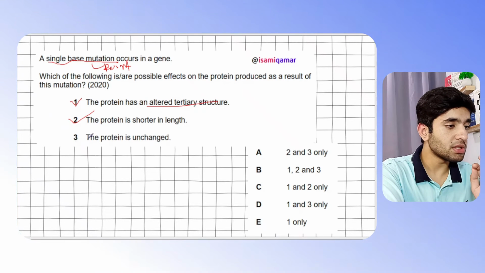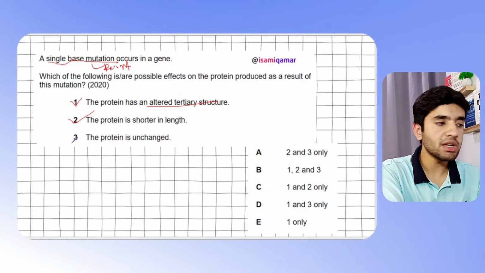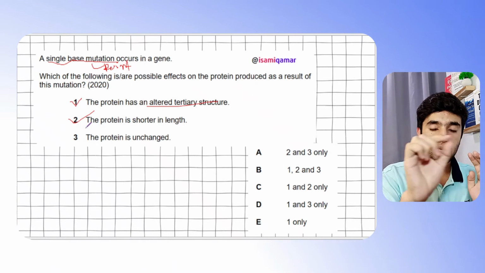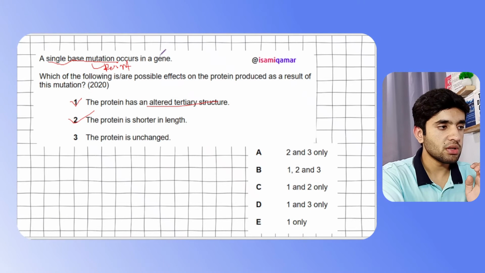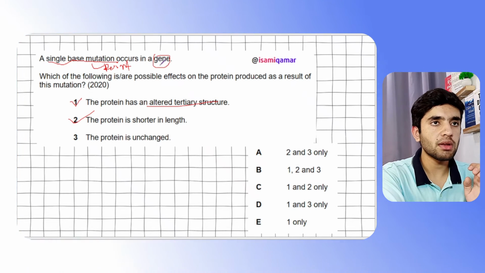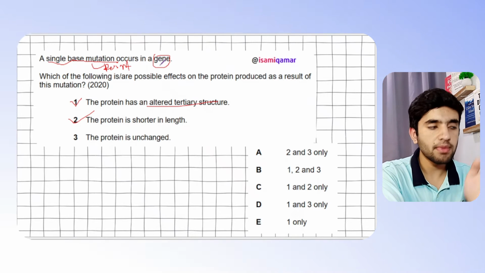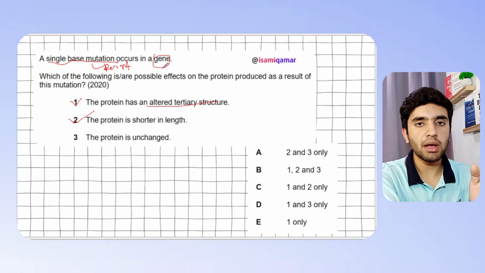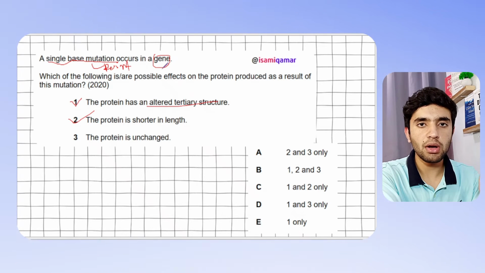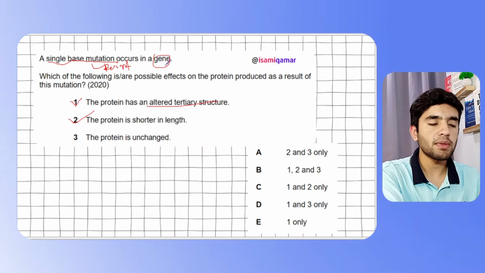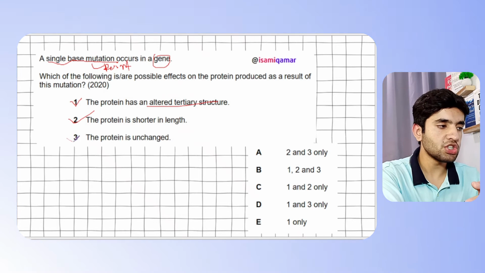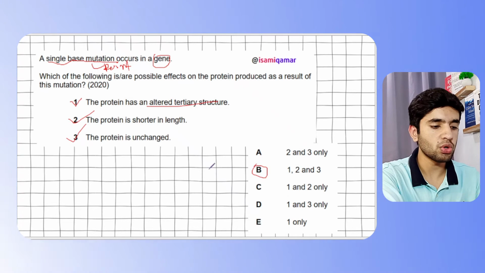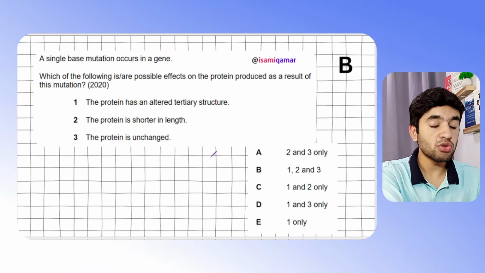So okay, the third option is the protein is unchanged. Yes, the protein can be unchanged if the mutation occurs in such a way that it forms a codon that is going to code for the same amino acid, because amino acids are coded by multiple codons. So if that codes for the same amino acid, then the protein can be unchanged. So all these options are true actually. So B is going to be the best option. You have to choose the best option actually.